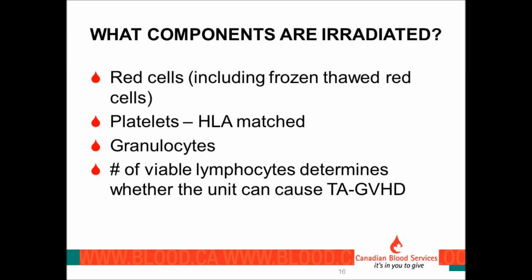So what components are irradiated? We irradiate all the red cells, including frozen thawed red cells, platelets that are HLA matched, because then they could look like they're identical to the patient, and granulocytes. The number of viable lymphocytes determines whether or not that unit could cause transfusion-associated graft versus host disease.